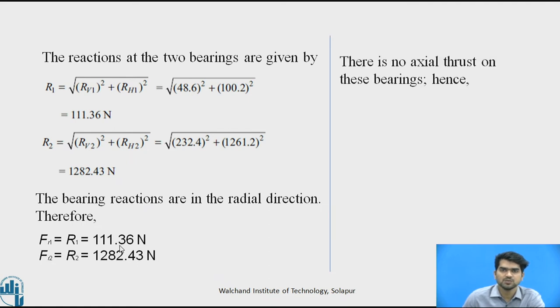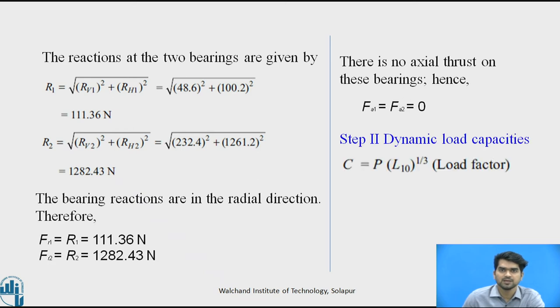Now, as there is no axial thrust on the bearing, hence FA1 is equal to FA2 is equal to 0. Therefore, we can easily calculate the value of the dynamic load. C is the dynamic load, P is the equivalent load, and L10 is the rated life of the bearing, multiplied by the load factor. Here P is the equivalent load.